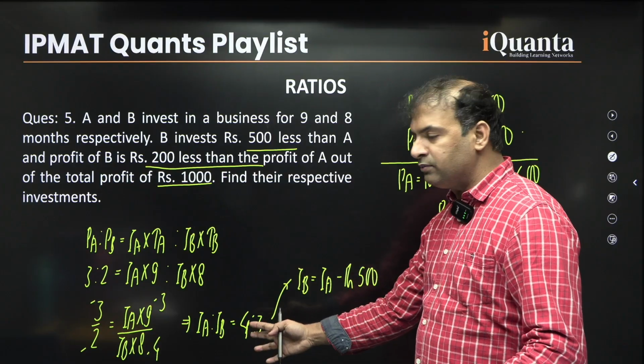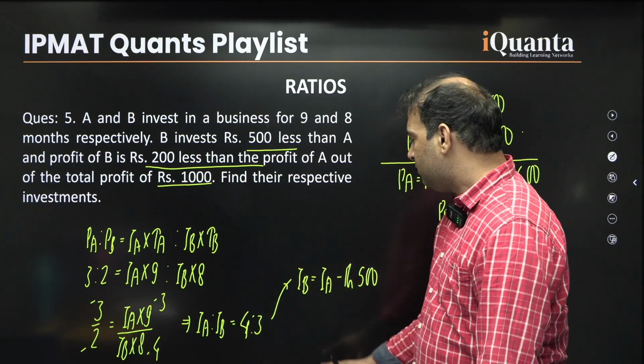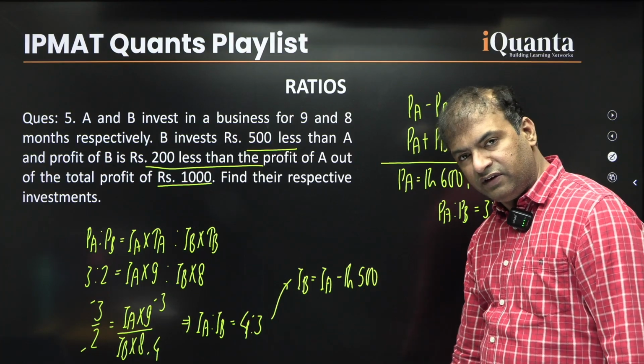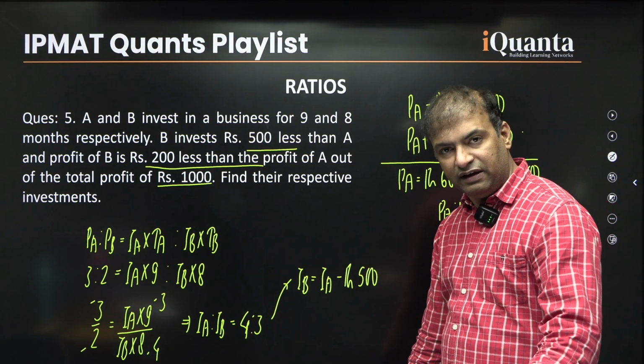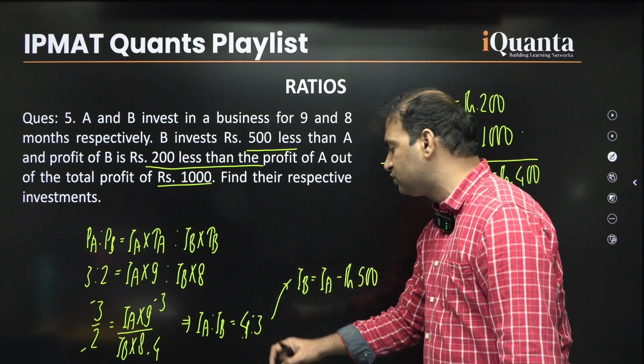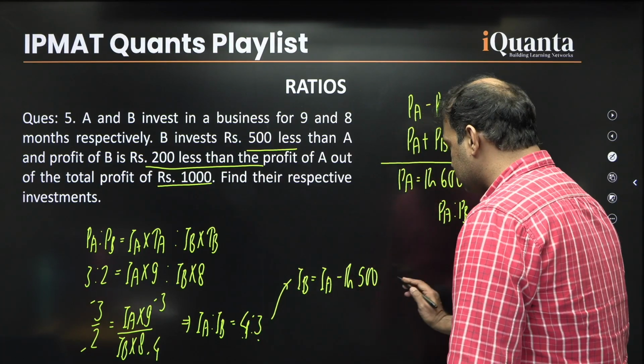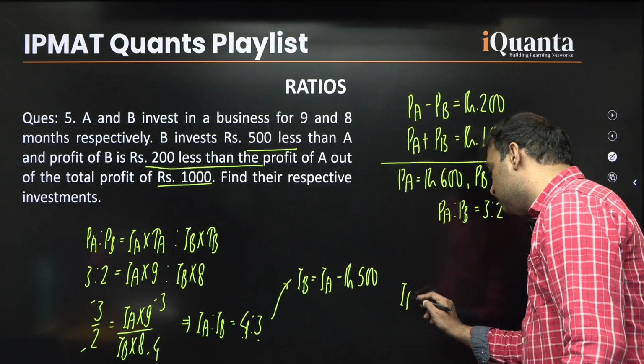So according to the assumption their difference is 1, but what is the actual difference? The actual difference is 500, right? So one of the assumption is 500. That means 4 of the assumption must be 2000 and 3 of the assumption must be 1500. That's it. So we can write it over here.